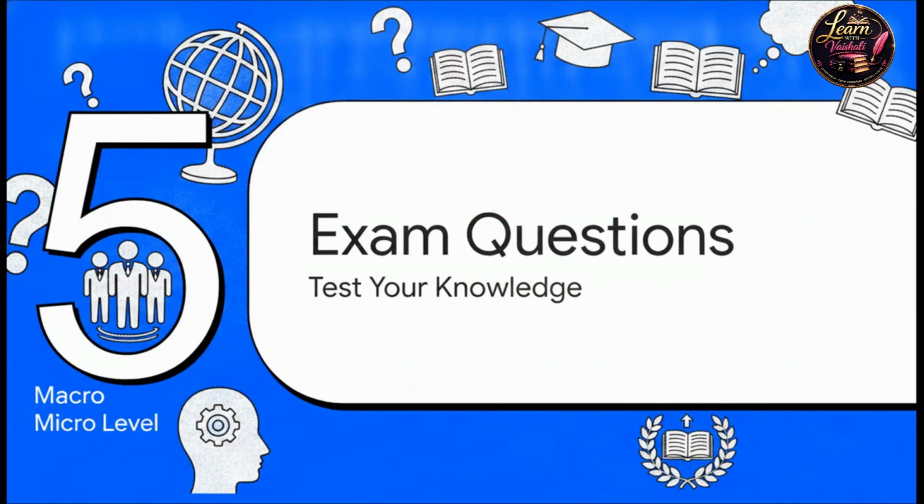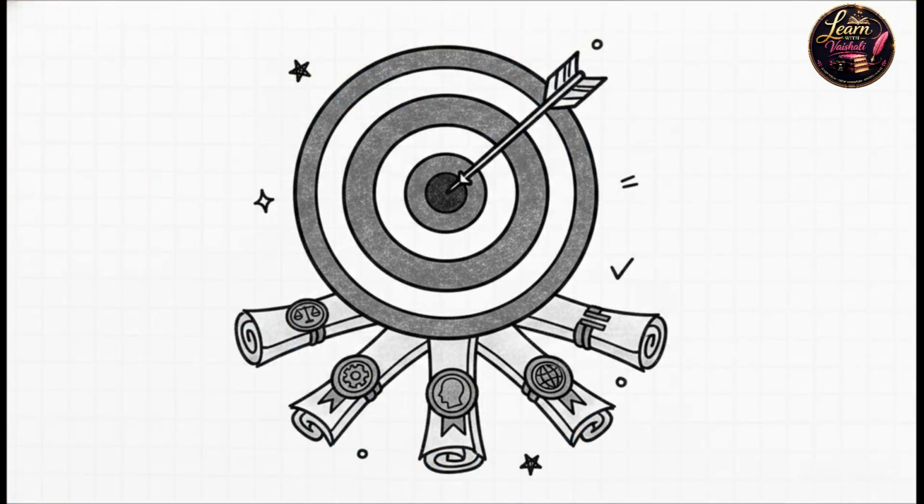Finally, Section 5, Important Exam Questions. All right, now that we've covered the micro, macro, and global levels of this theory, let's focus on how you're going to apply it. Here are the 5 highly anticipated exam questions you absolutely need to be ready to answer. Number 1, clarify the meaning and concept of justice.